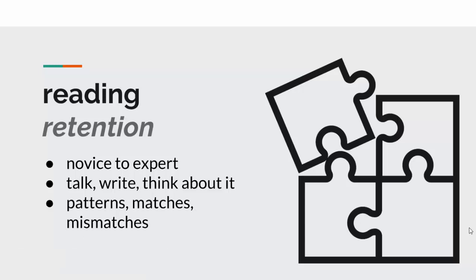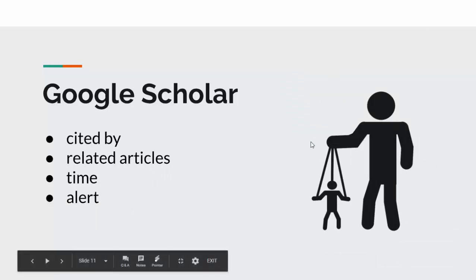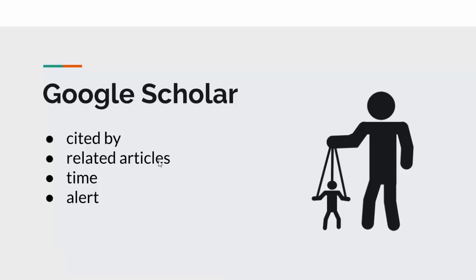Now, the last tip I wanted to share with you relates to Google Scholar and really having you be in the driver's seat or be the puppeteer, using these 4 features of Google Scholar to help you with your research. And that's cited by and related articles within the hits that you get, and then thinking about the time frame of when things were published and setting up alerts.